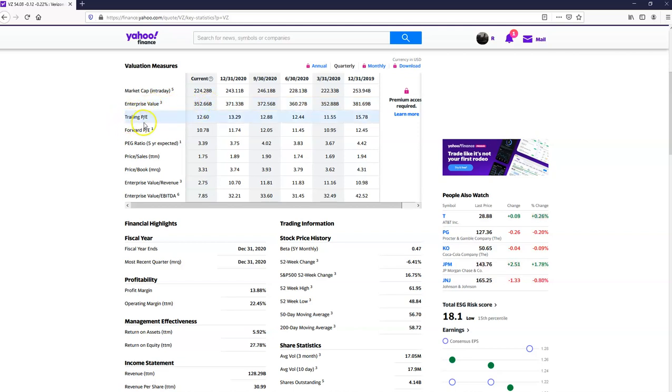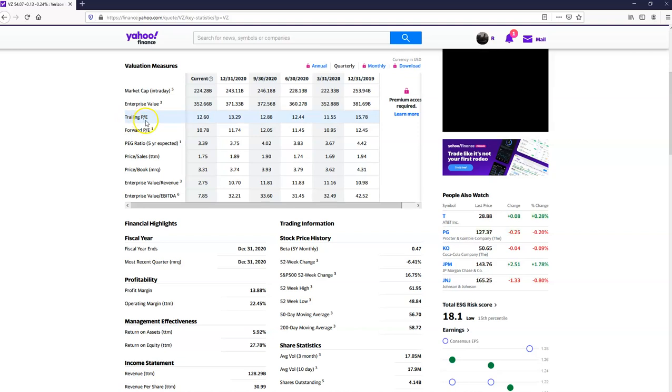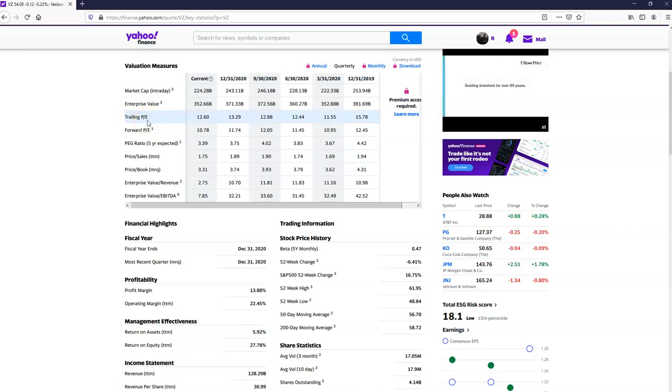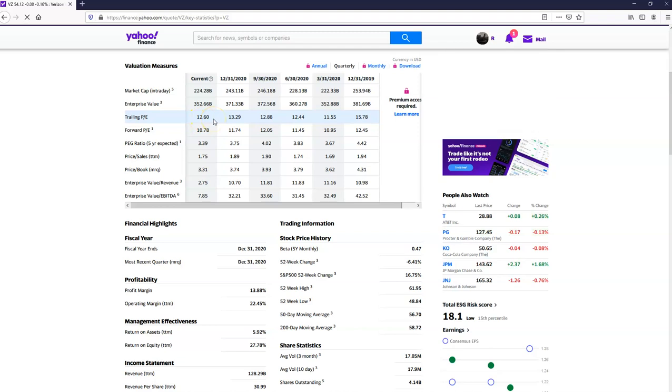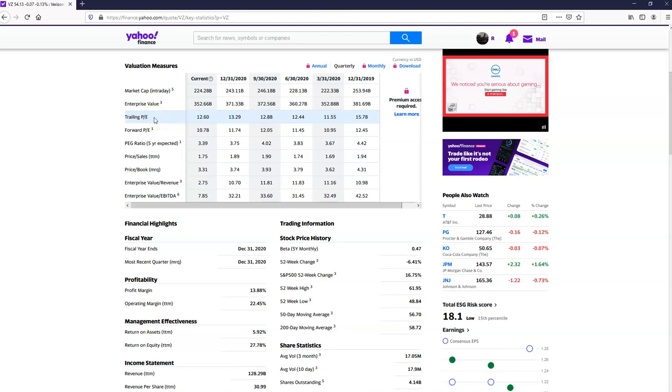The trailing PE, PE stands for price to earnings ratio, or PE ratio. Some people also call it the multiple. Again, this is the price that you pay for the stock today divided by the earnings per share. So it's price per share divided by earnings per share, and it gives you 12.60. A low PE basically means that this company is undervalued compared to another company. Trailing PE has to do with current or previous earnings. Forward PE has to do with estimated earnings.